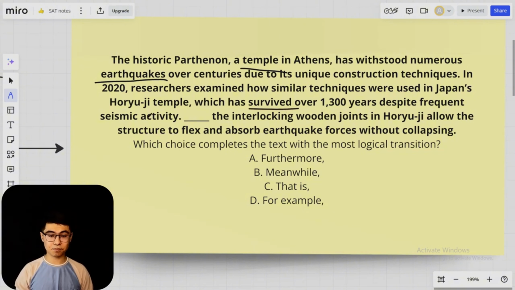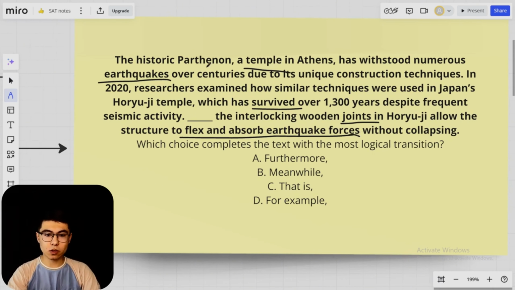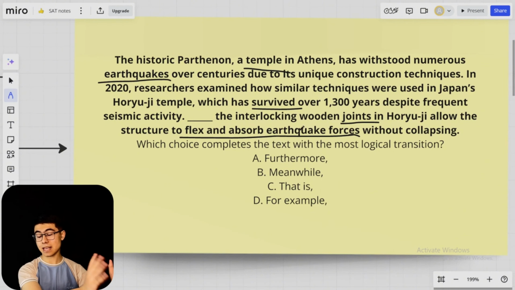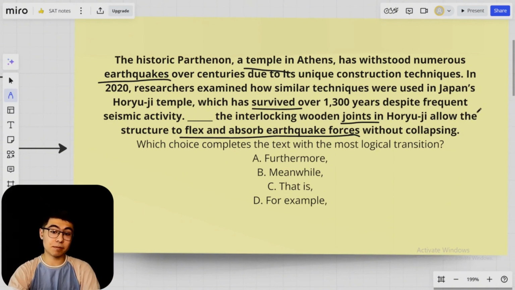And now the next sentence talks about the interlocking wooden joints in that temple that allow the structure to flex and absorb earthquake forces without collapsing. So the first sentence talks about those earthquake-resistant techniques, and the next sentence talks about that new temple in Japan and its similar technique. I believe that the missing transition must show how the second sentence relates to the first. So now let's analyze each option logically.